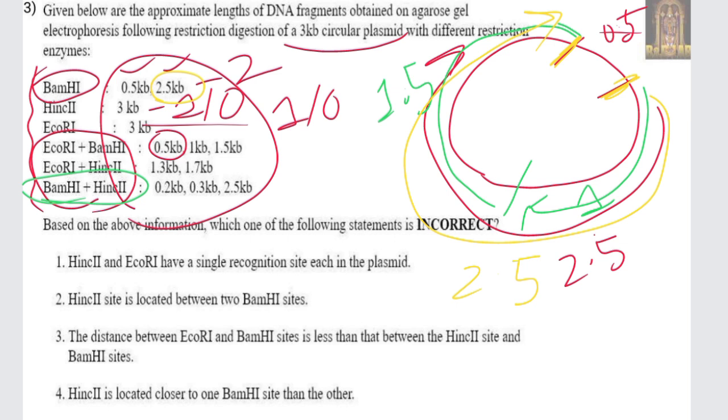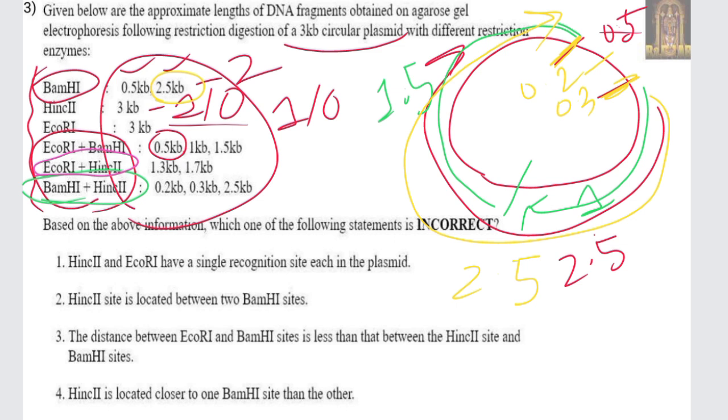That means there must be a restriction site of HindIII inside that BamHI site. So it must have produced the 0.3 and 0.2 kb fragments. And now let's go for the EcoRI and HindIII case.